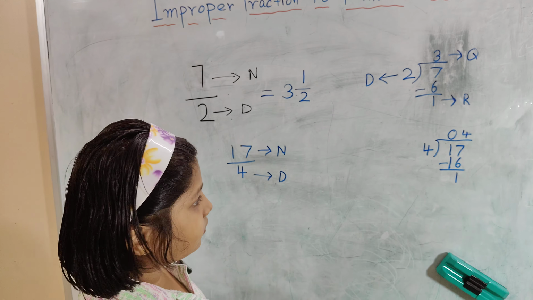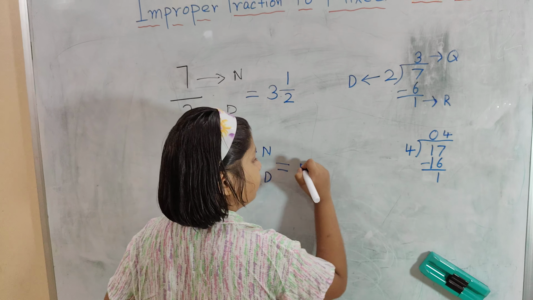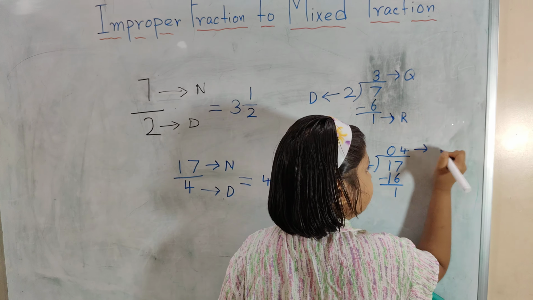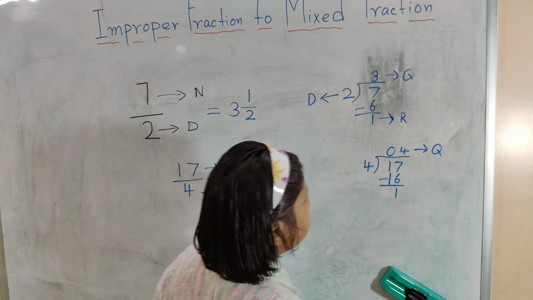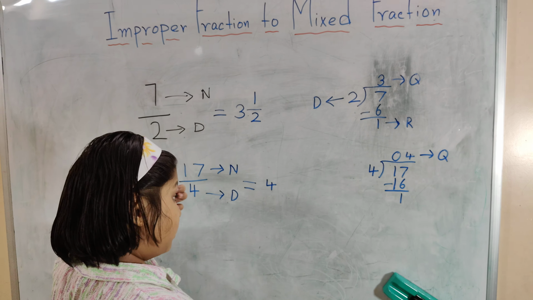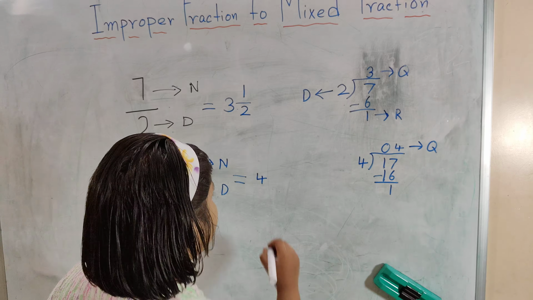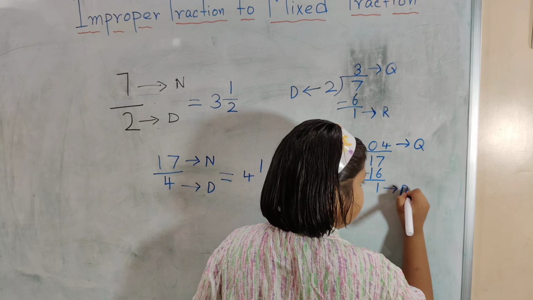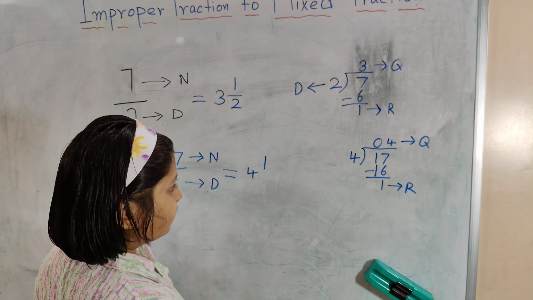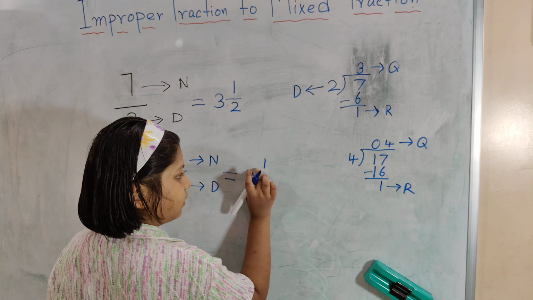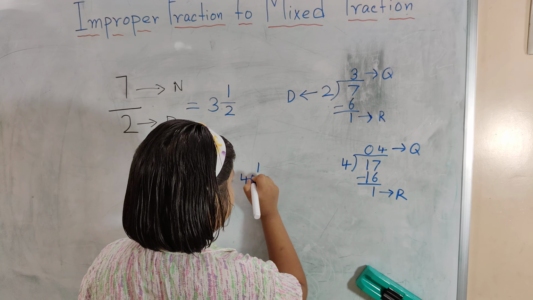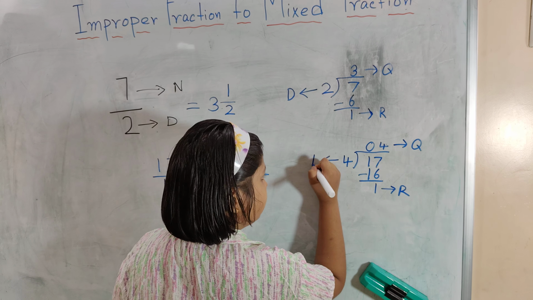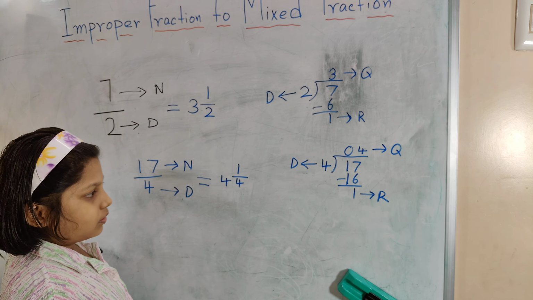Now what are you going to do? Which is the whole number part? 4. That is the quotient. The quotient is the whole number part. And which one will be the numerator? 1. Very good. The remainder will be the numerator. And what is the denominator? 4. Very good. The denominator will remain as it is.